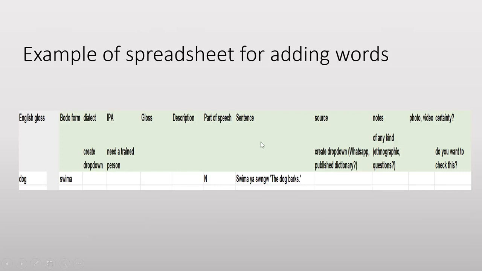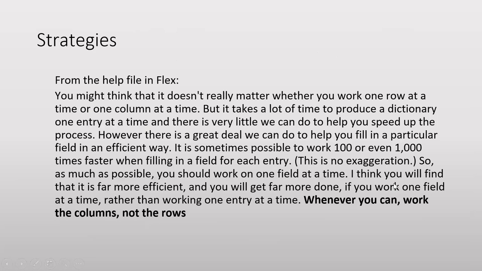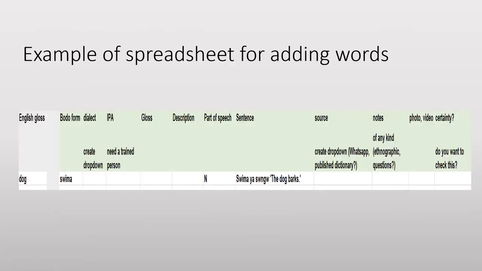Put a part of speech in here, give a sample sentence with a gloss. Say where you got it from. Is it from your WhatsApp? Is it from We Say? Is it from your Flex? Where did it come from? And any kind of additional questions that you might have. And then the link, the photo and the video, the name of the file and where it might be found. And then finally, how certain are you of the actual gloss that you've got? So this would be the spreadsheet.